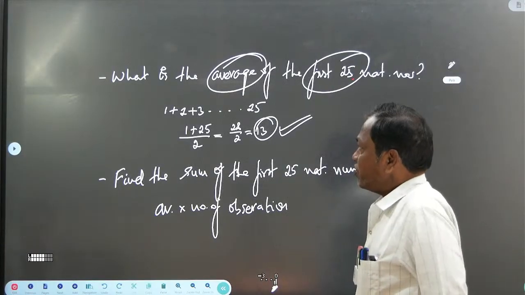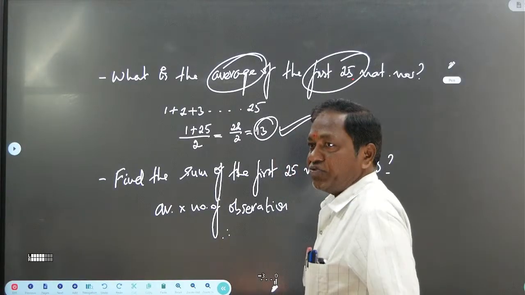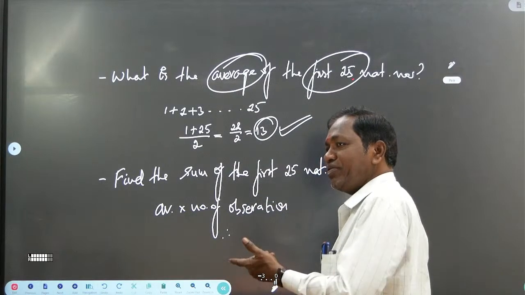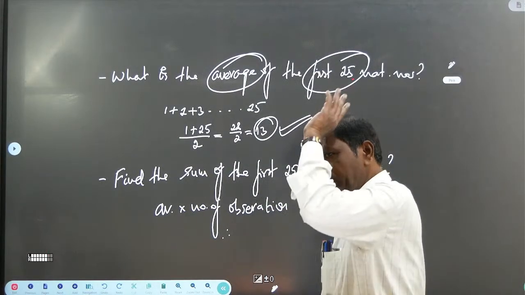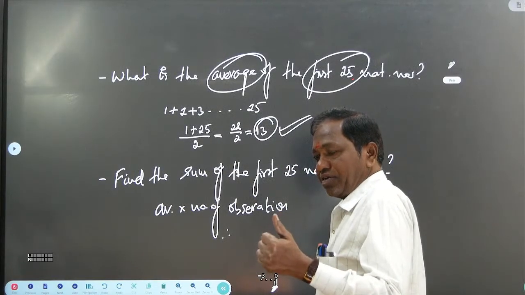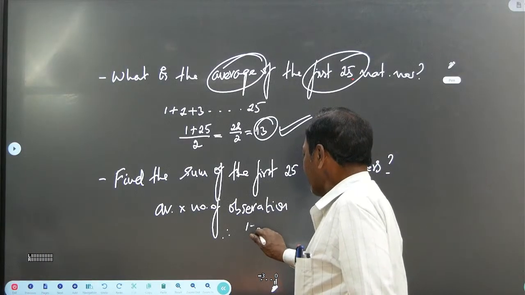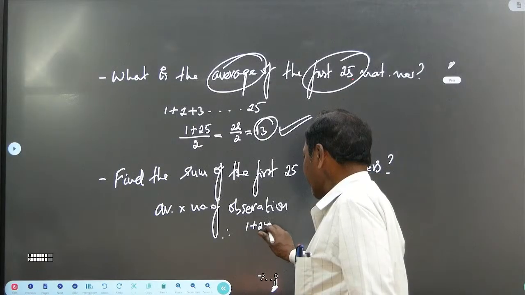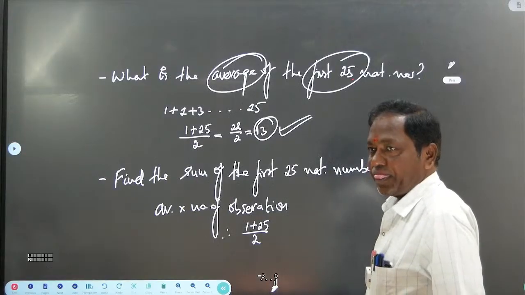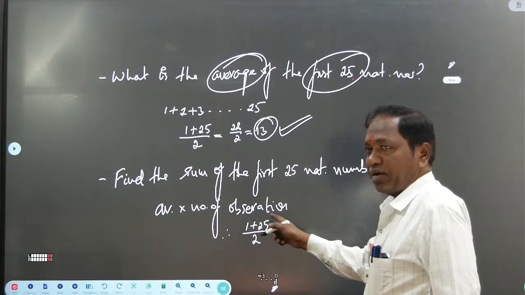But what you have to do here? When you start calculating, first you need to find the average. First average. Once you know the average, the sum will be known. You keep this whole thing in mind for aptitude. First you want to know the average, so that is average into number of observations. How do you get the average? 1 plus 25 by 2 you will get the average here. See the board here. Don't look into the book now.